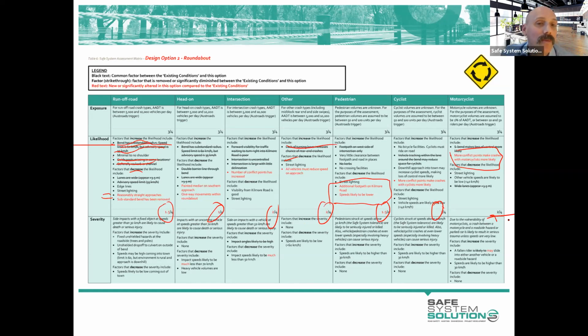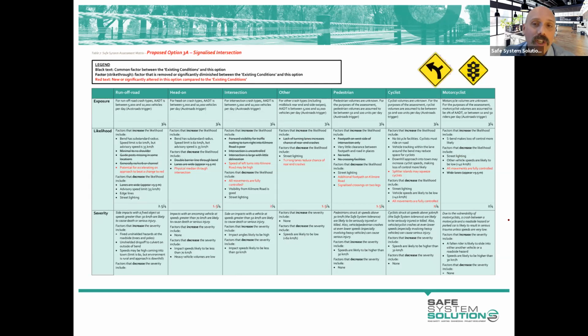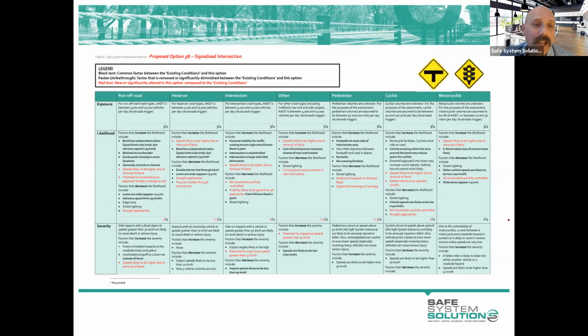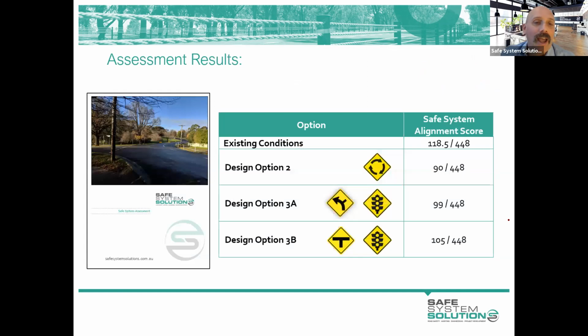Now, exposure may only change if something's being proposed that's actually going to alter traffic flow or pedestrian movement or cyclist movement, but it may change. You do it then for each option. Same thing, take that existing conditions, modify it based on what's going to change your scores. And then you're able to produce overall scores out of 448.